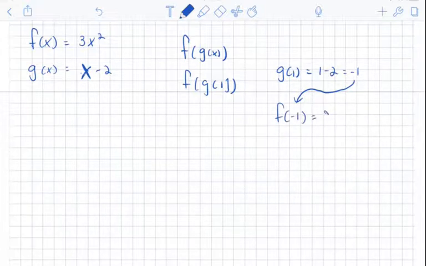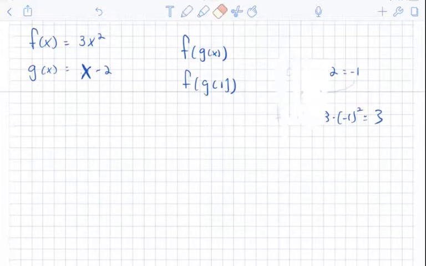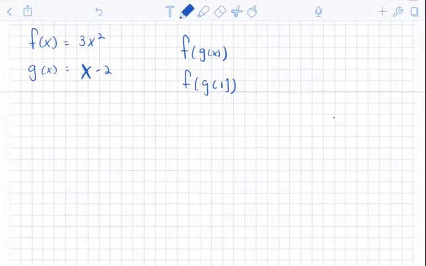3 times minus 1 all squared, that's equal to 3. Okay? So let's start with that exercise. I'll specify which values I want you to evaluate, and then you try it. And then I'll work through it myself. So g of f of 2, and then f of g of 3.